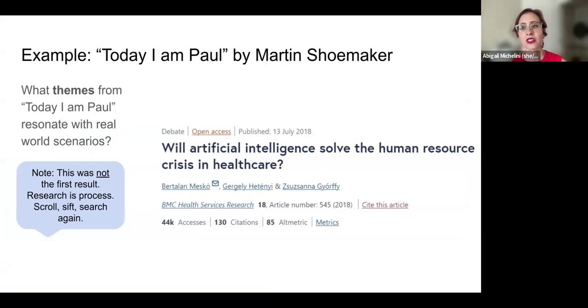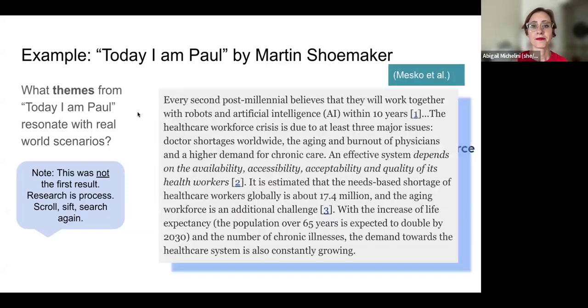Okay, so this is one of the articles that I found. It says, will artificial intelligence solve the human resource crisis in healthcare? Note that this is not the first result, right? I scrolled, I searched again, I sifted through the articles until I found one that I felt helped answer my question, okay? All right, so here is a clip from this particular source. Note that I already have set aside my MLA citation here. This is written by 3 or more authors. So if your article has 3 or more authors, you can simply use the first author's last name, Mesco, and then put et al.